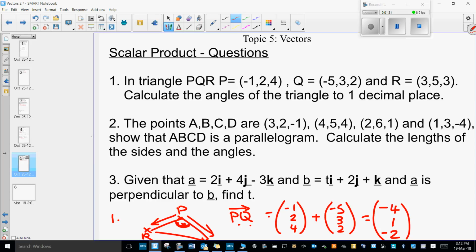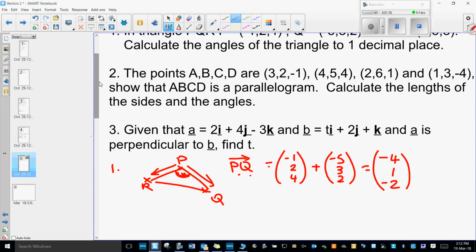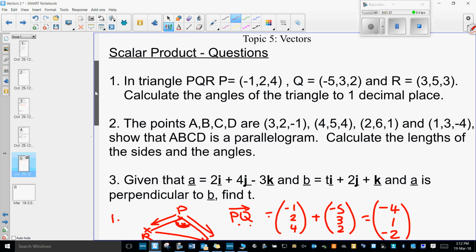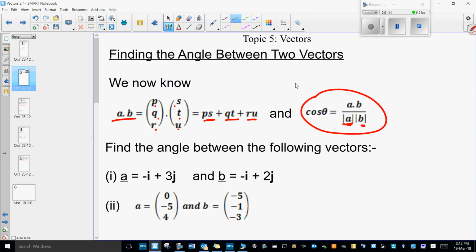Can I ask, why do we have to work that out? Because we need to know our two vectors. In order to use this formula, we need to know what A and B are.